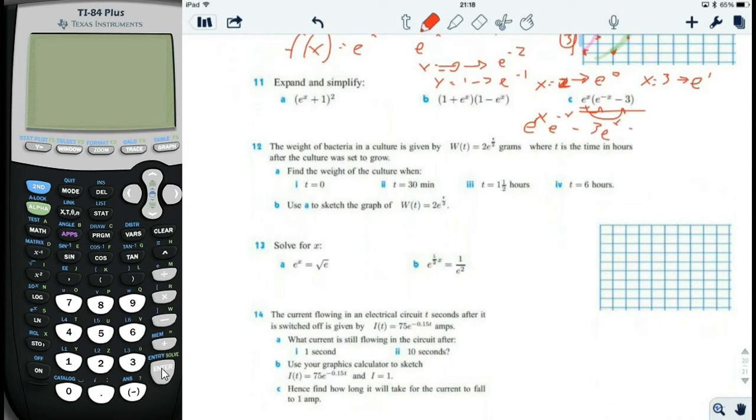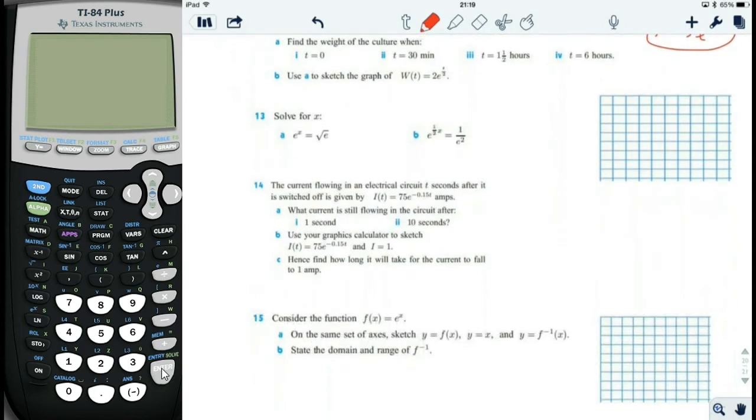e to the x times e to the minus x. You just add the exponents because they have the same base in both, right? And that would just be the same as e to the 0, which is, of course, 1. And then you have minus 3e to the x. So if you're going to simplify that, you would just say 1 minus 3e to the x. I don't think you can simplify it any more than that. Okay?